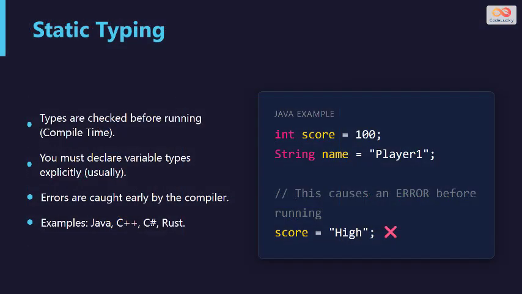First, let's look at static typing. In languages like Java, C++, or Rust, type checking happens at compile time before the program ever runs. You usually have to explicitly declare that a variable is an integer or a string. If you try to put text into a number variable, the compiler will yell at you immediately, and the code won't even start.